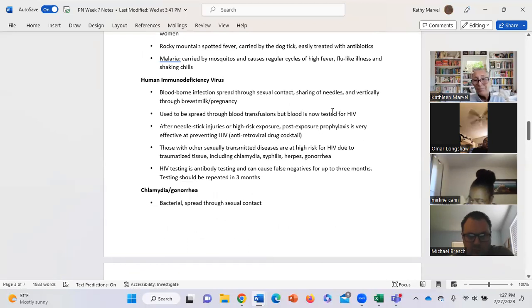HIV. What about HIV? What is it? It's a bloodborne infection spread through sexual contact, sharing of needles, and could be vertically transmitted through breast milk or during pregnancy. Could be transmitted through blood transfusions. After needle sticks, you're at high risk of exposure.